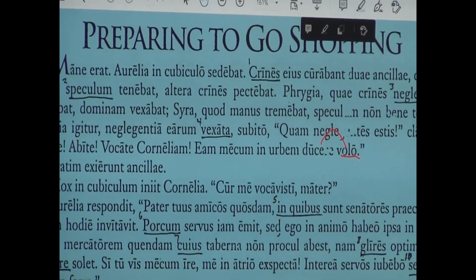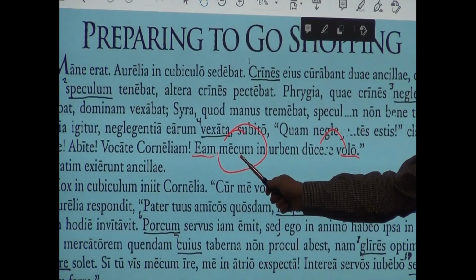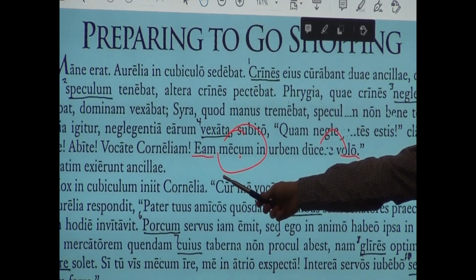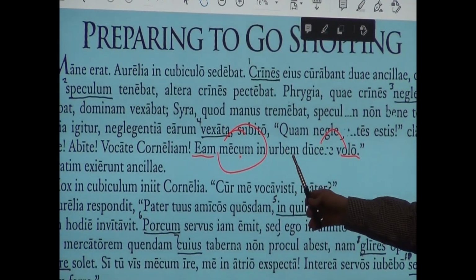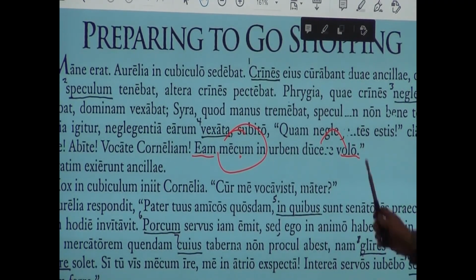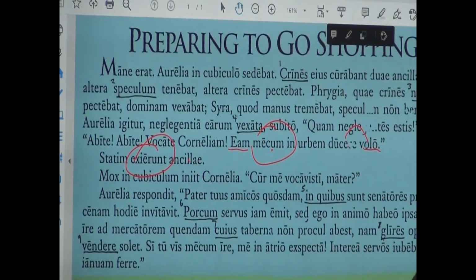I want to leave her, mecum. I heard one person say it. Different. I want other people to say it too, preferably on this side of the room. So I want to leave her mecum. I heard it again. What's mecum? Mecum means with me. And in urbem? Into the city. I want to leave her with me into the city immediately. Then ancillae exierunt.